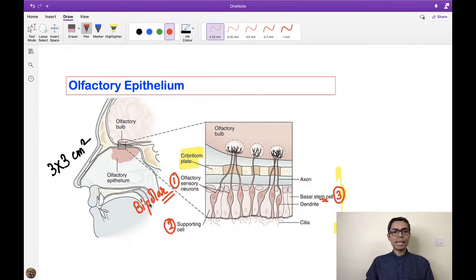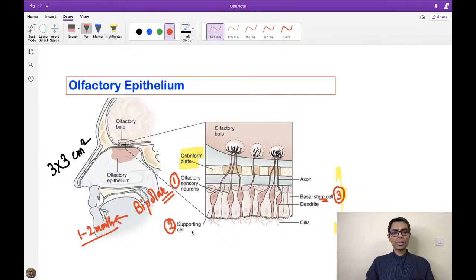That means this bipolar sensory neuron has a lifespan of only 1 or 2 months. So this is important information: the bipolar sensory neuron for olfaction survives only for 1 to 2 months, right? After the death of this bipolar sensory neuron, the basal stem cell can mitotically divide and give rise to the bipolar sensory neuron. That's why they are known as basal stem cells, right?